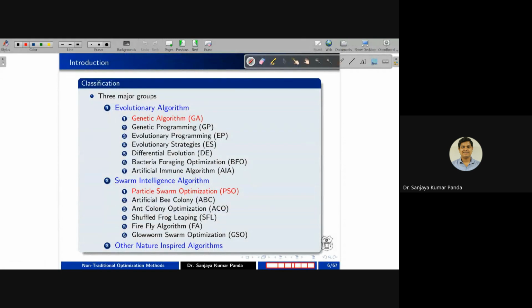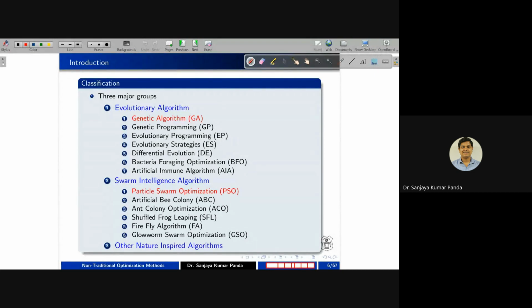Now, basically, we divide the optimization algorithms into three parts. One is called evolutionary algorithm, another is called swarm intelligence algorithm, and another is called other nature-inspired algorithm. Some of the algorithms in these three categories we will explore as a part of this course. The rest of the algorithms you have to explore on your own. Once you have expertise and some idea related to some of these algorithms, then you can explore other algorithms.